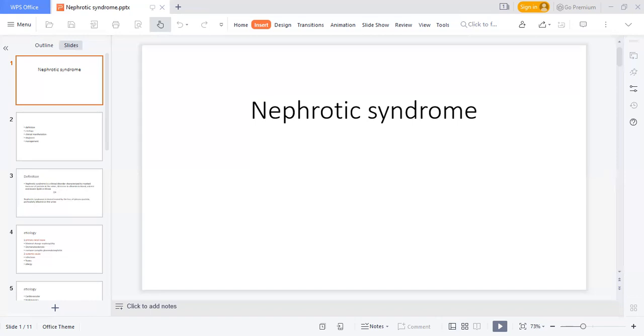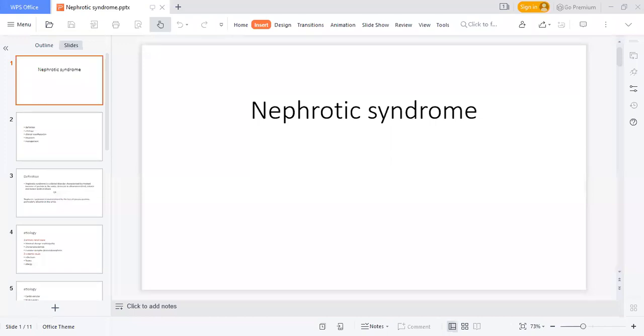Or nephrotic syndrome can also be defined as characterized by the loss of plasma proteins, particularly albumin, in the urine. So this is the nephrotic syndrome definition. Now let's proceed toward the etiology, or the causative agents, of nephrotic syndrome.